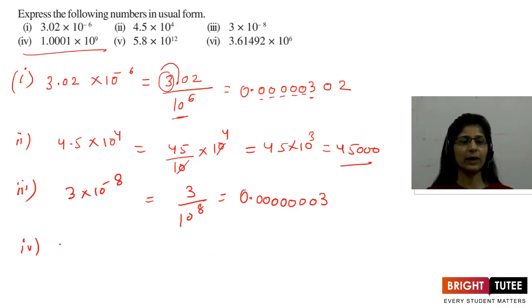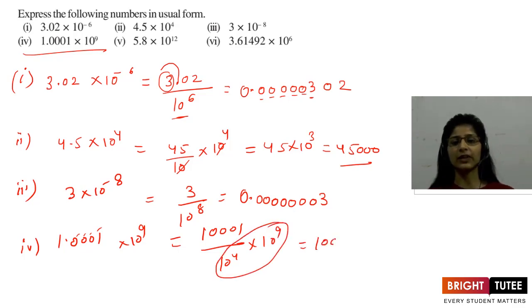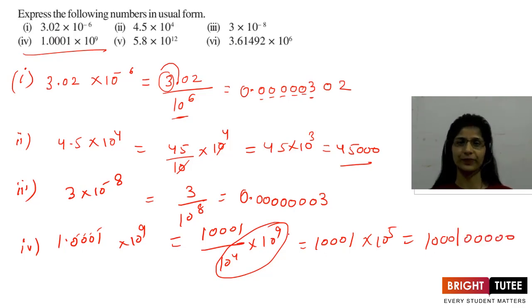Here we have, in the fourth part, 1.0001 into 10 to the power 9. So we have 10001 divided by how many? Just see, 1, 2, 3, 4. 10 to the power 4 into 10 to the power 9. So when we solve it, what do we get? 10 to the power 5. 9 minus 4 is 5. 10 to the power 5. So just put 5 zeros. 1 0 0 0 1, 1, 2, 3, 4, 5. This is the usual form. Got it?